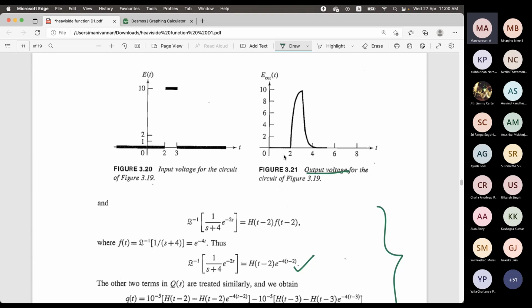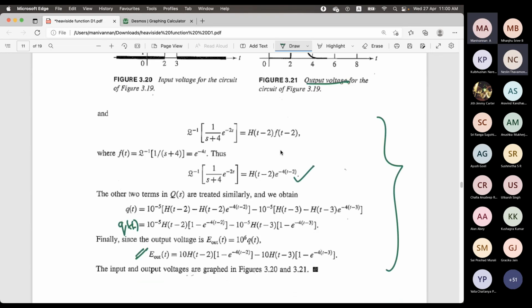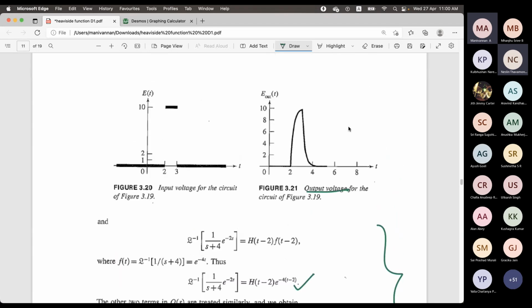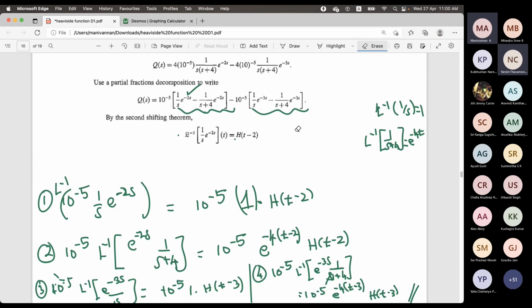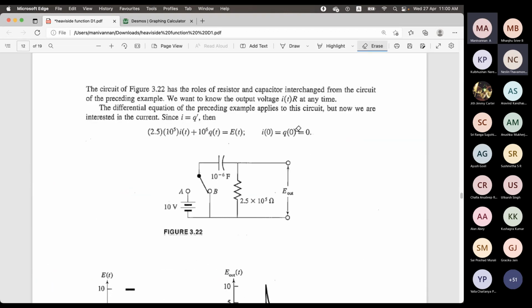Output voltage: up to t minus 2, there is no output. Then it reaches the height of 10, and then suddenly it falls down. This is the analysis. In the exam, you need not draw this graph, but this problem you have to solve. Okay, next problem, in a similar way.